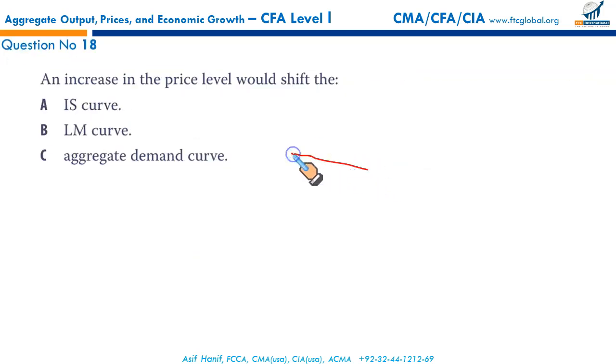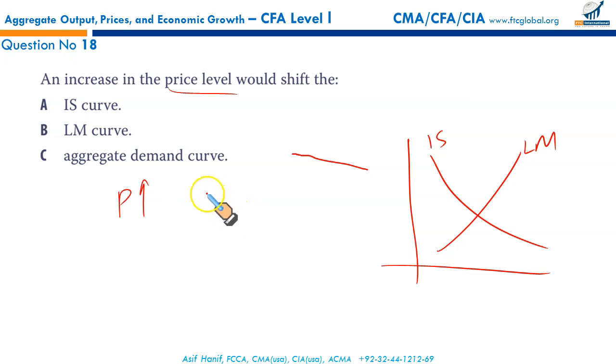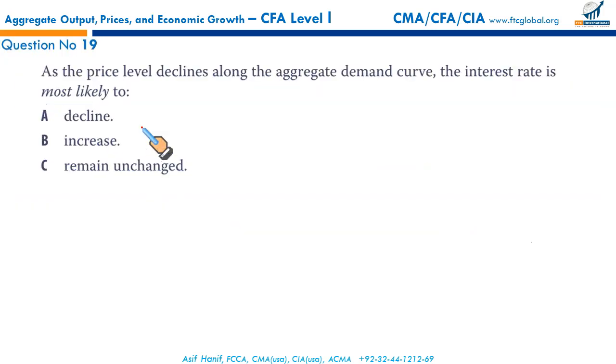Next, an increase in the price level would shift the, let us first draw the IS-LM model. This will be a little helpful. IS-LM. Okay. An increase in the price level. When the price level increases, in order to decrease the demand for real money balances, interest rate must increase. So an increase in interest rates would shift your LM curve to the left. So look no further, the LM curve will shift. That makes B the correct option.